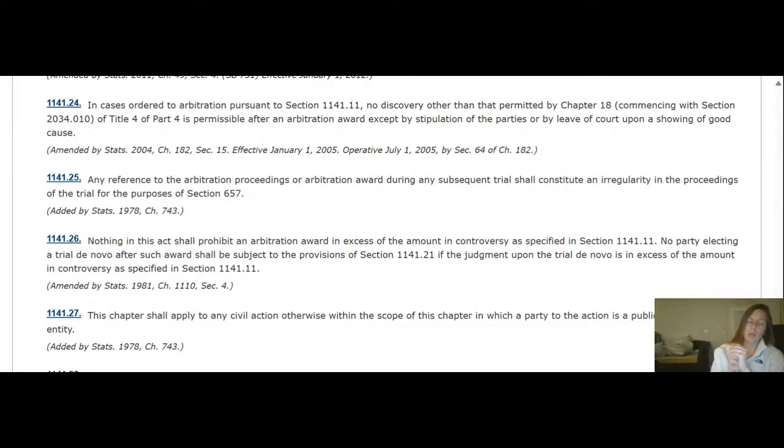1141.27. This chapter shall apply to any civil action otherwise within the scope of the chapter in which a party to the action is a public agency or public entity.